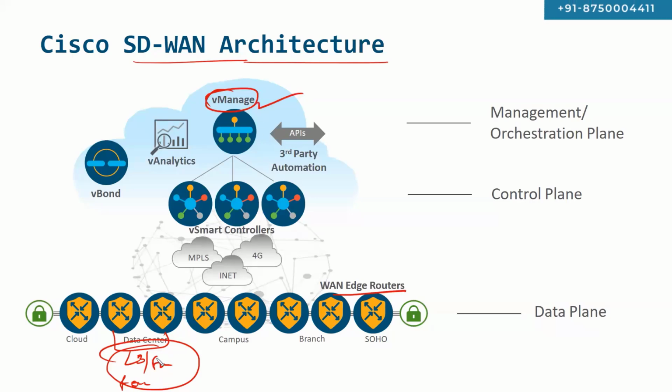If you have firewalls or layer 3 switches, for Catalyst layer 3 switches I told you that you should use DNA Center. If you have Nexus, then use ACI. So in SD-WAN, using vManage, you can manage only managed routers, whether those are hosted in the DC, in the cloud, at the campus, in the remote branches, or maybe in a SOHO, small office home office.